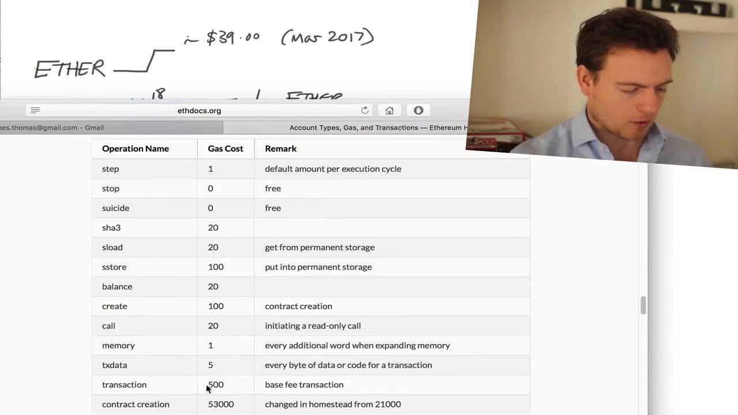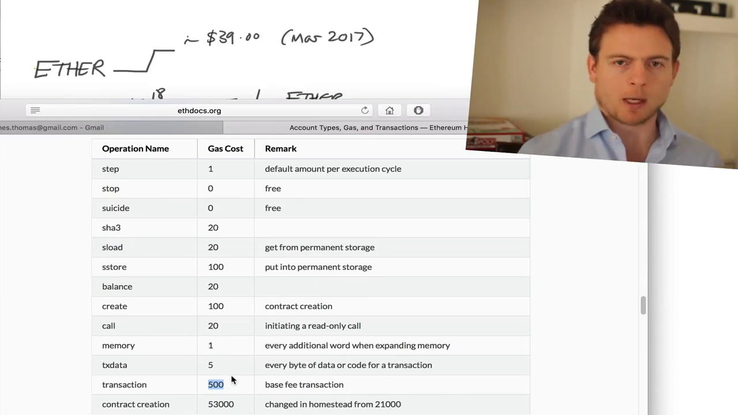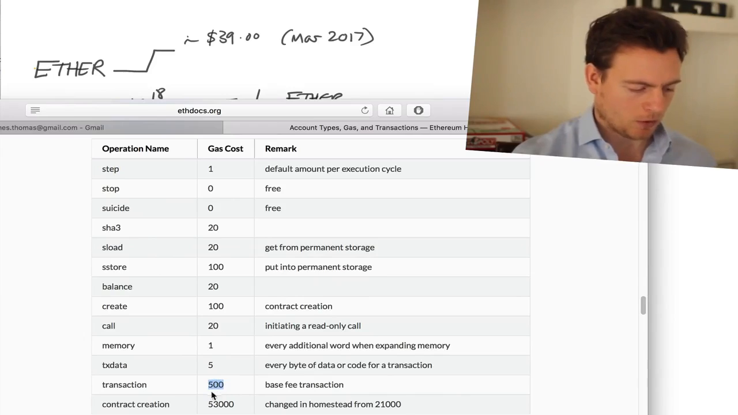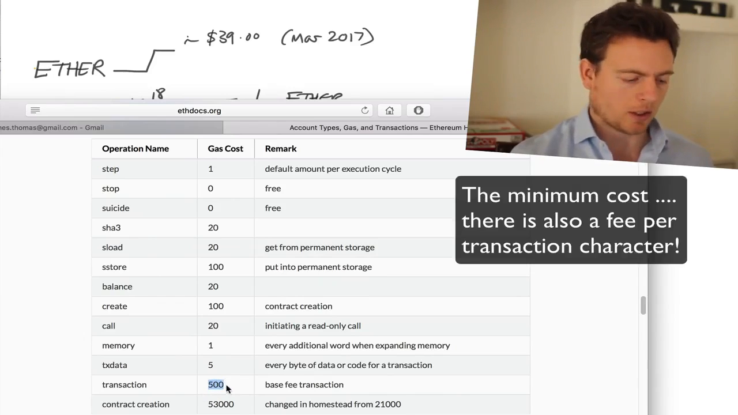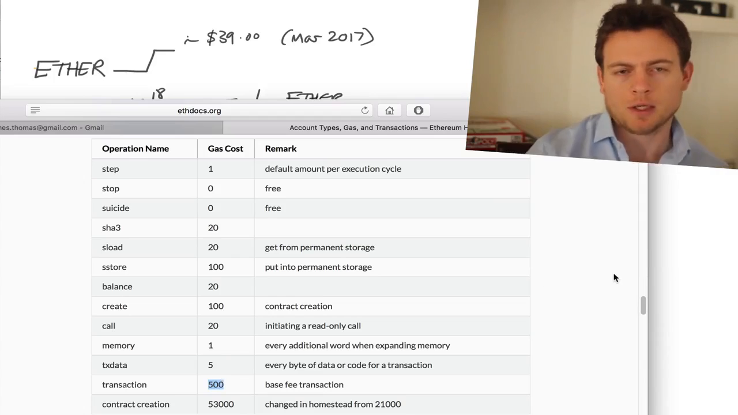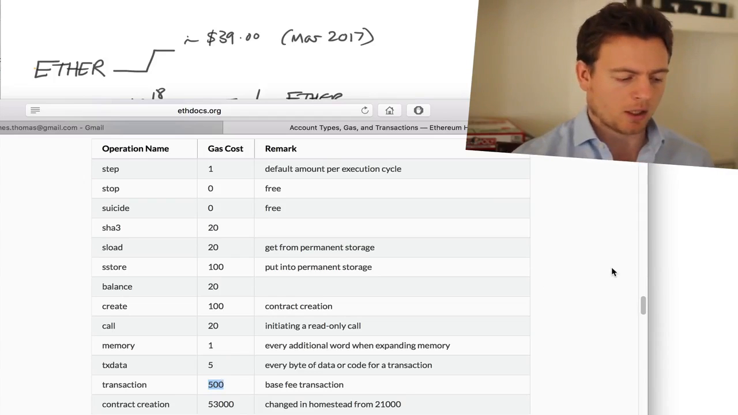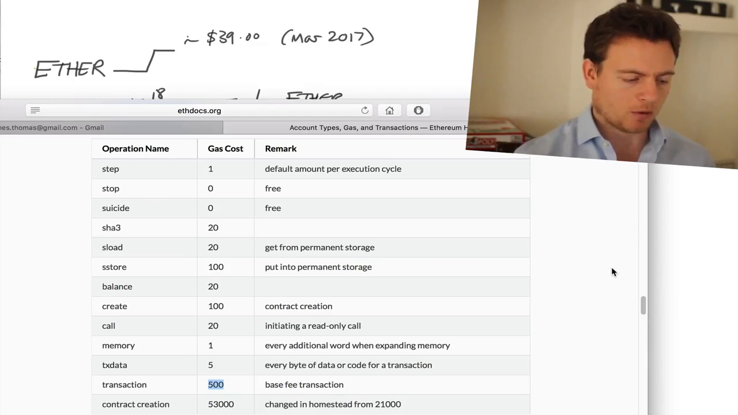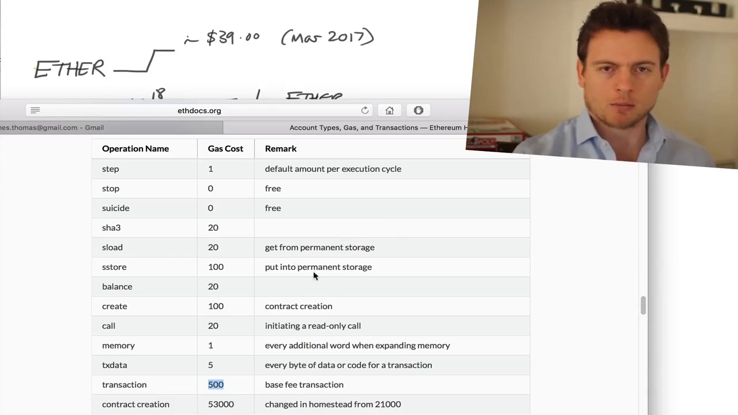And here's an interesting one, which is basically the amount of gas that it costs to actually just send a transaction. So that consumes 500 gas, whereas adding two numbers together consumes 3 gas, right? So think of gas as just a representation of the computing resource required to execute certain operations, and it's defined by the Ethereum protocol itself.